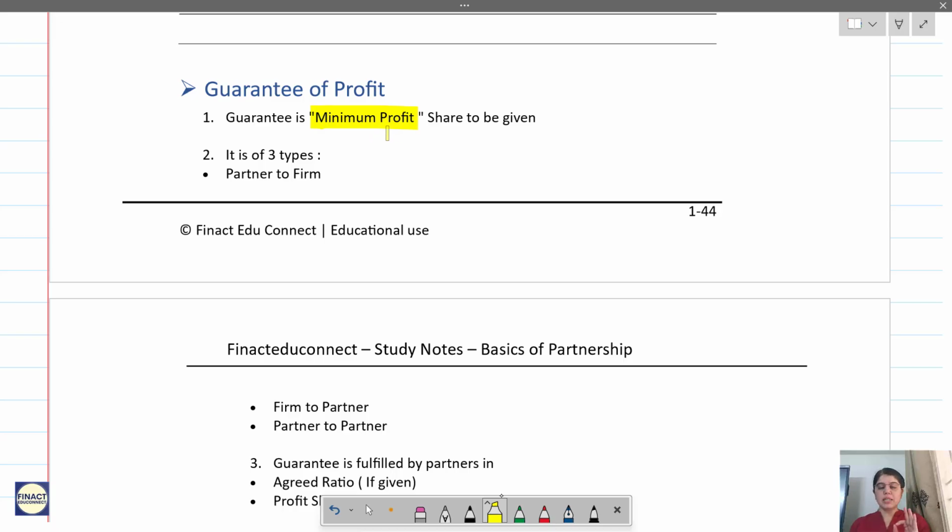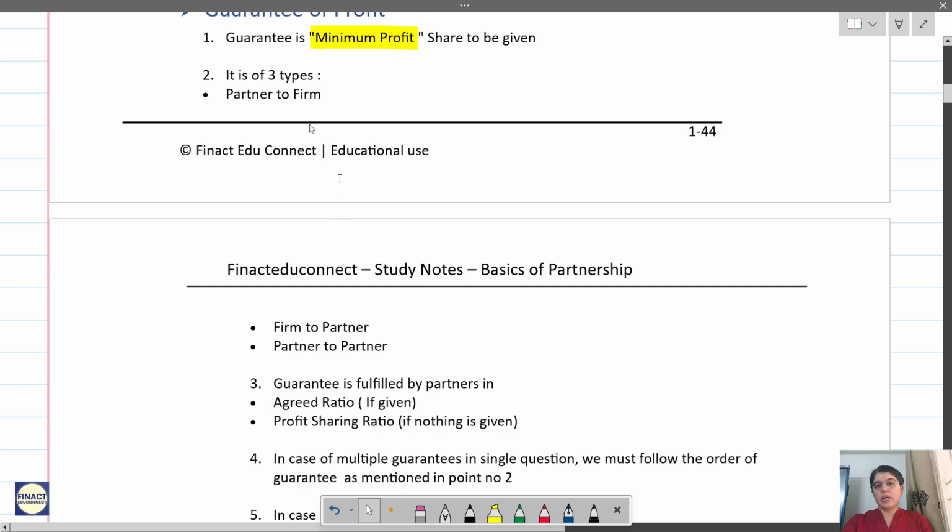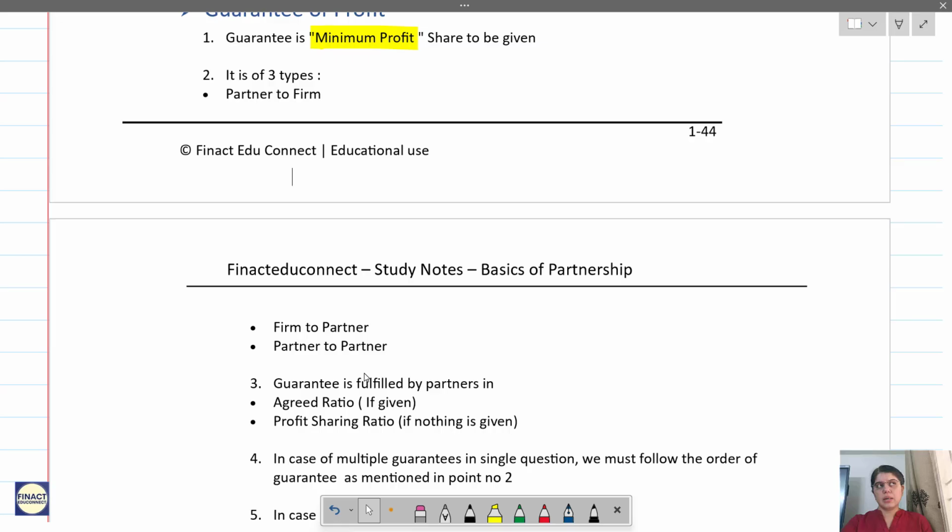Did you understand the basic meaning of the word guarantee? Guarantee is the minimum profit guarantee given to any partner. Okay, and it will be mentioned in the deed. Now let us see what are the three types of guarantee over here. So three types of guarantee are partner to firm, firm to partner, and partner to partner. Guarantee of profit means that even if everything happens, you still get that profit. Correct. It's like confirmed.